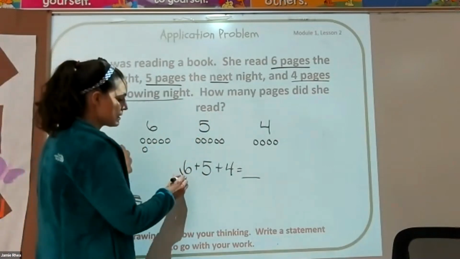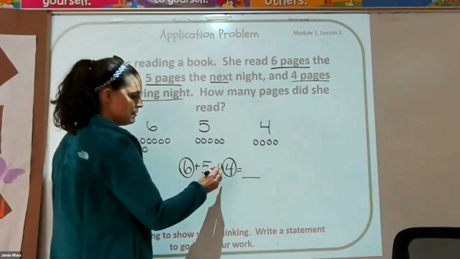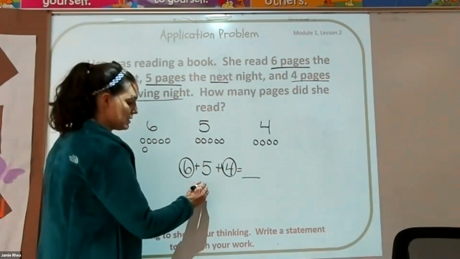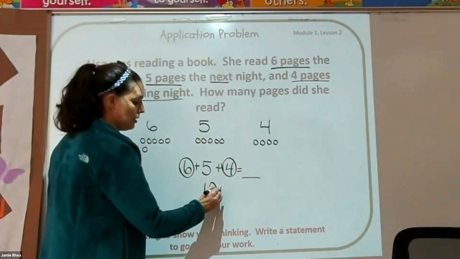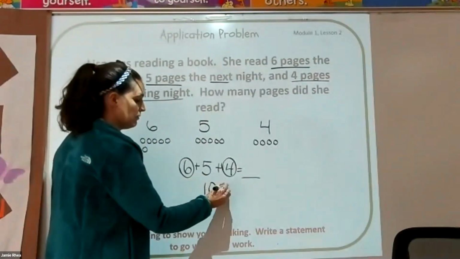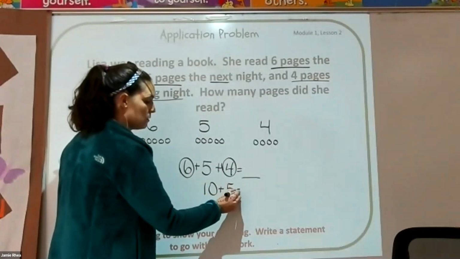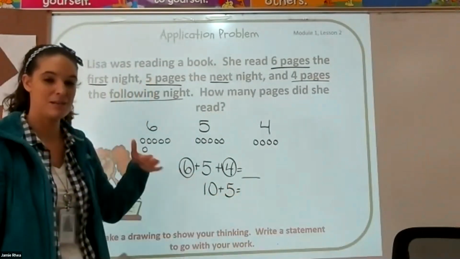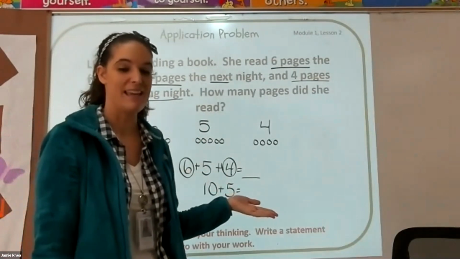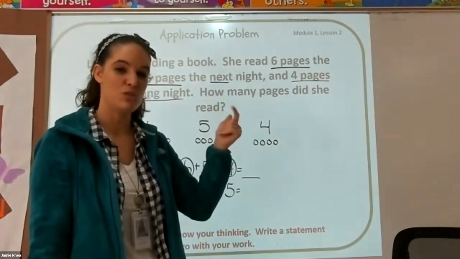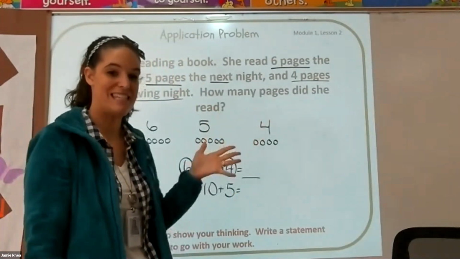I'm going to circle my 6 and 4 because I know that they're 10. And I'm going to put 10 plus the one we didn't circle, 5, equals. Now, can I say 10 plus 5 more? I can. 10, 11, 12, 13, 14, 15.